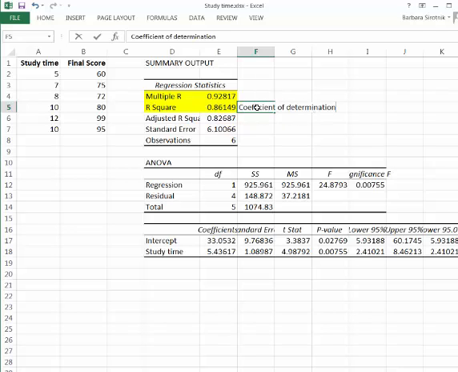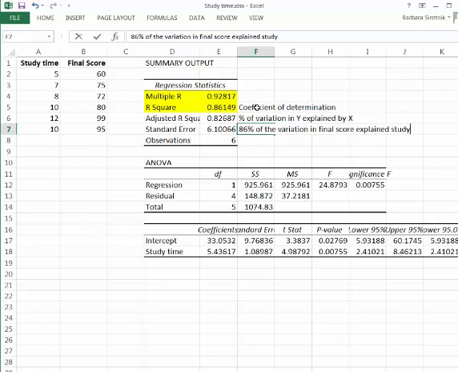What is this coefficient of determination? Well, that tells you the percent of variation in y that's explained by x. And in this case, what that means is that 86% of the variation in final exam score is explained just by knowing study time. And that's pretty good. That's a lot of the variation explained.